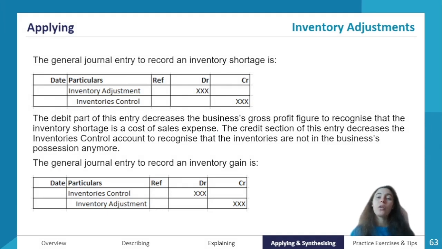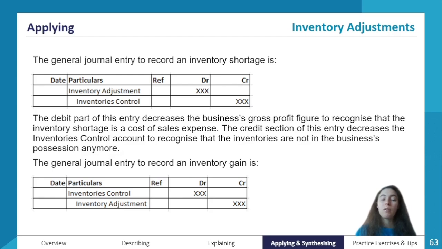Okay, now we're having a look at inventory adjustments and the entries that we need for balance day. We spoke earlier about why inventory adjustments are really important and having good knowledge of your stock levels. So your general journal entry to record a shortage is a debit to inventory adjustment and a credit to inventories control.